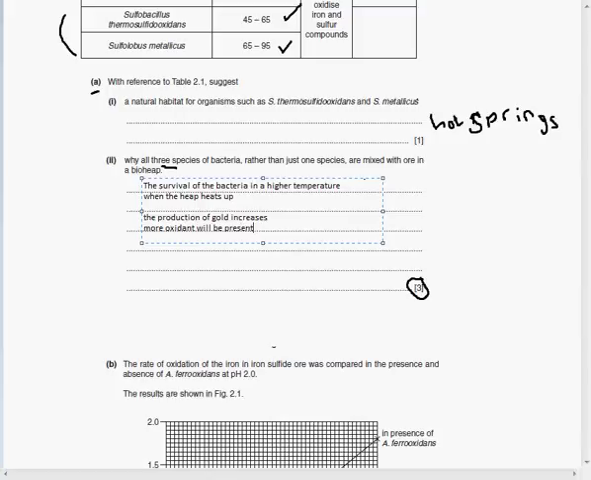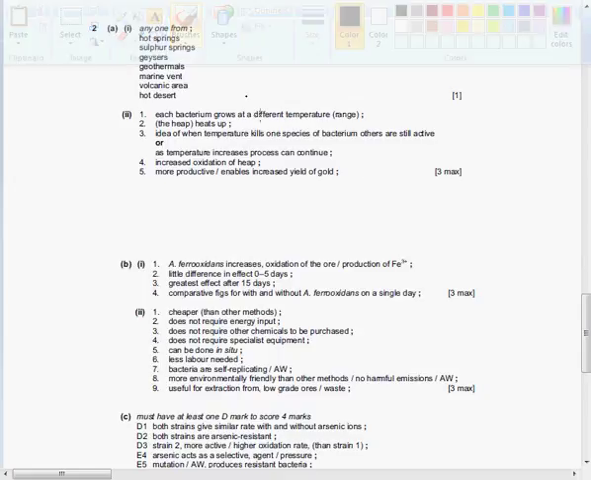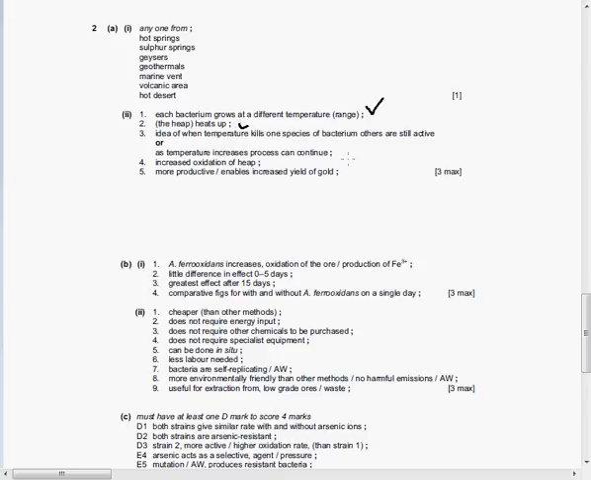And so on. You can have many versatile reasons. It depends on your own ideas, but the reason should be inclined to these ones. Each bacterium grows at a different temperature, and so when the heap heats up, the temperature kills one species of bacteria, others are still active. Some will be dead, some will survive, and the ones that survive will increase oxidation of the heap. They will just go on to oxidize, and more yield of gold is obtained.